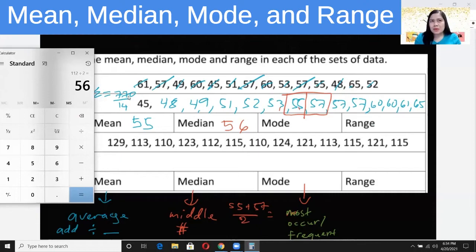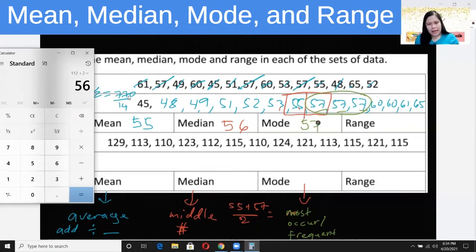Sometimes the mode is called the modal. You will not see any mode if there's no repeated or most frequent number in the set of data. So you will not have a mode. But since here we have 57 showing up 3 times in the set of data, the mode will be 57.